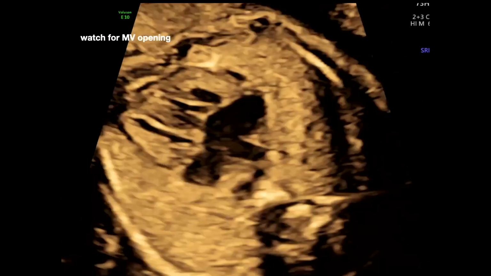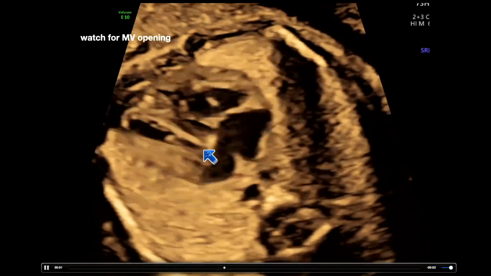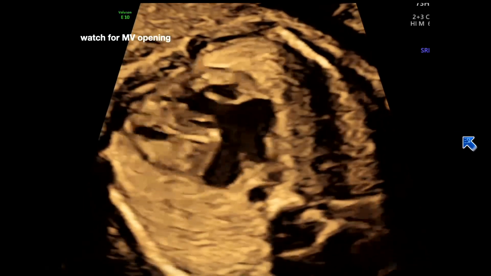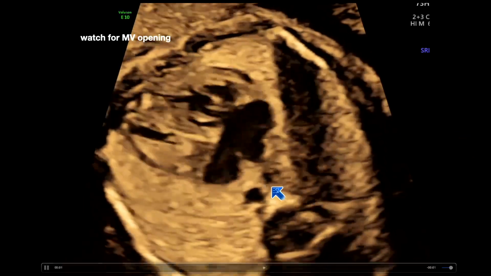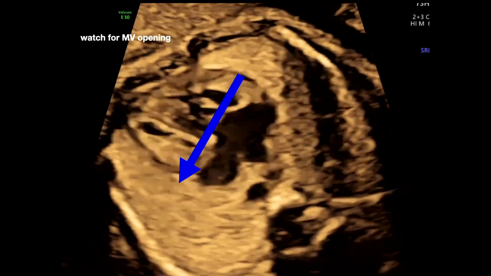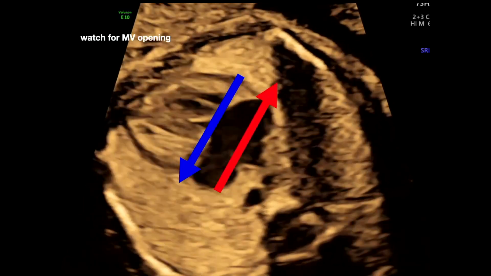Well, how do you do that? First and foremost, like we said, is watch for the mitral valve opening and closing. If you're not seeing that, it's a good bet that you're below the mitral valve and in the dilated coronary sinus over here.